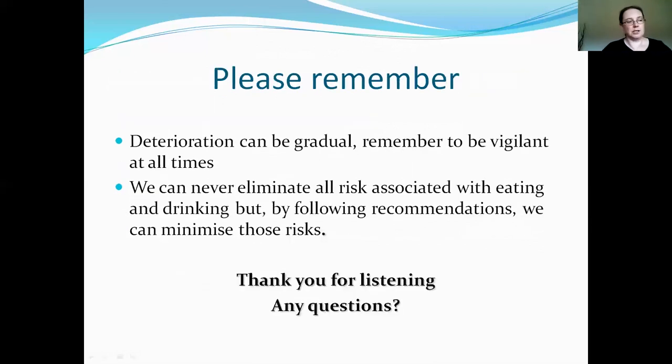Okay, so just to end on, a point to remember is that deterioration in these people is gradual, and it's about being vigilant at all times, looking out for any changes. If you're a carer or a family member, you will know that person best and be able to give that information to the speech and language therapist. And again, we can't eliminate all risks associated with eating and drinking. We're all at risk. We all have chances of things going down the wrong way. But by following some of the strategies and recommendations, we can try and minimise those risks as much as we can.